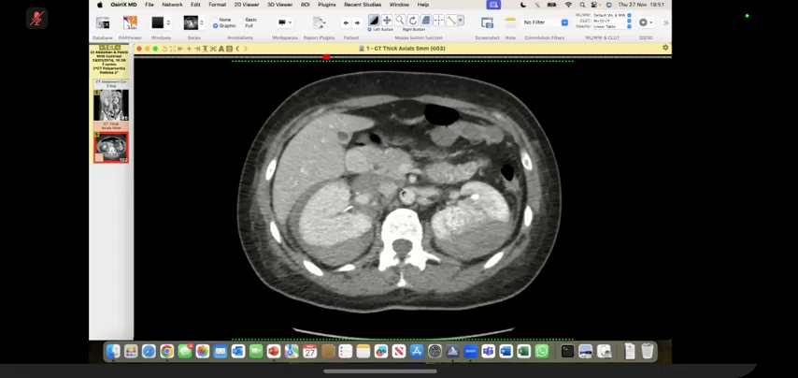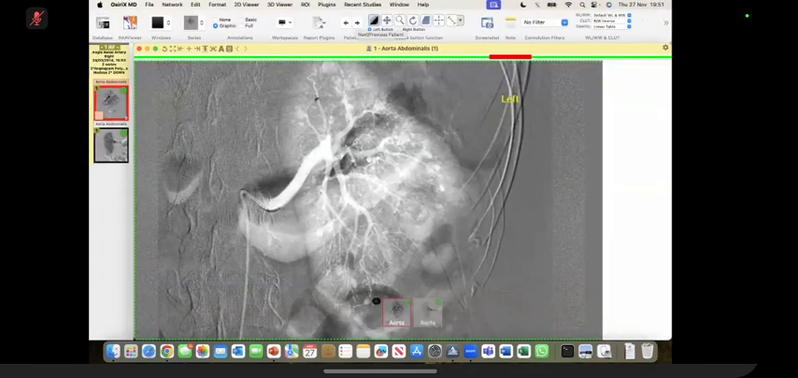So what will you like to do next? How will you confirm your diagnosis? I would like to see the angiography images if available for this patient, or I would proceed with conventional angiography for confirmation of my findings.